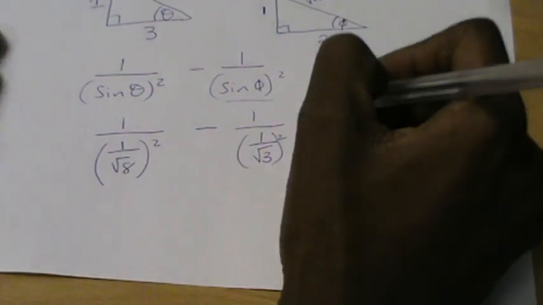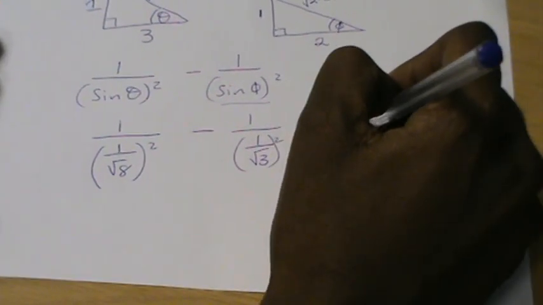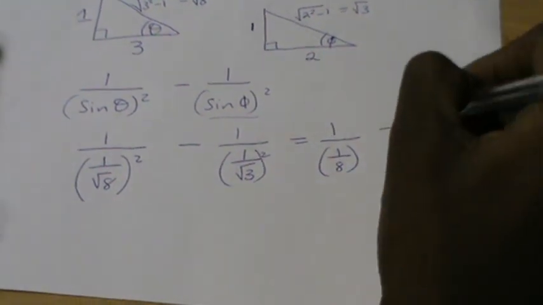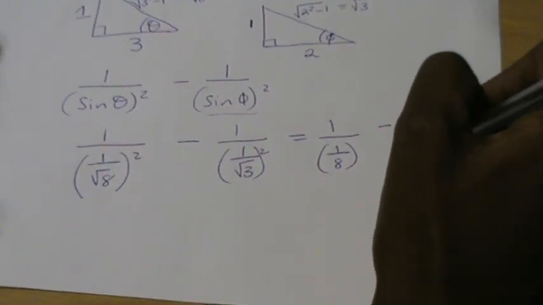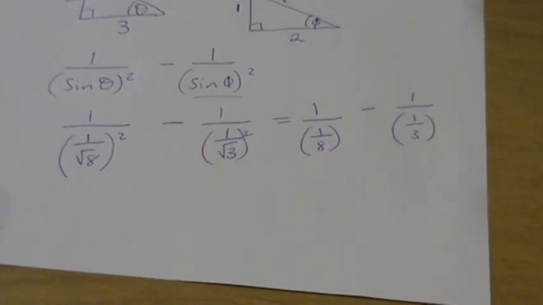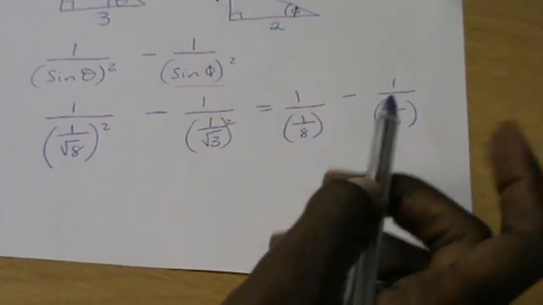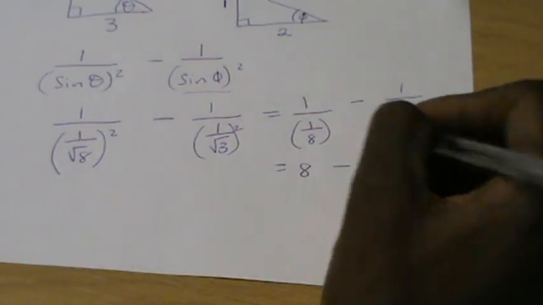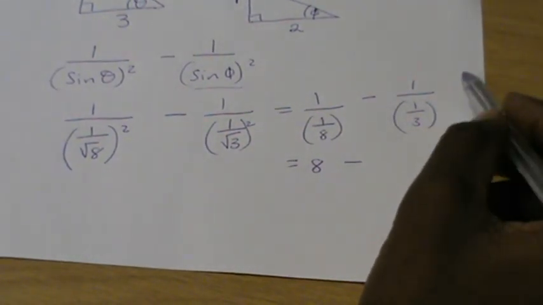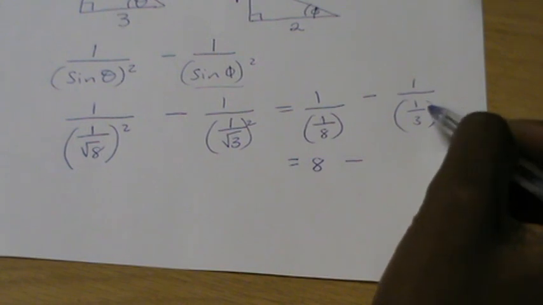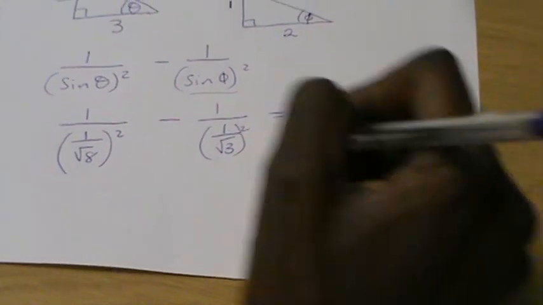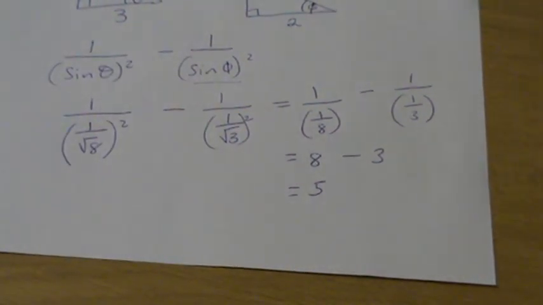Okay, now this is simple to do. This is 1 over square root of 8 squared. This is just 1 over 8, and I have to subtract 1 over 3. So I'm dividing, so it's 1 divided by 1 over 8. This should be equal to 8, and 1 divided by 1 over 3, so the division will change to multiplication, and then the reciprocal, I get 3. And then that is why my answer is 5. Okay.